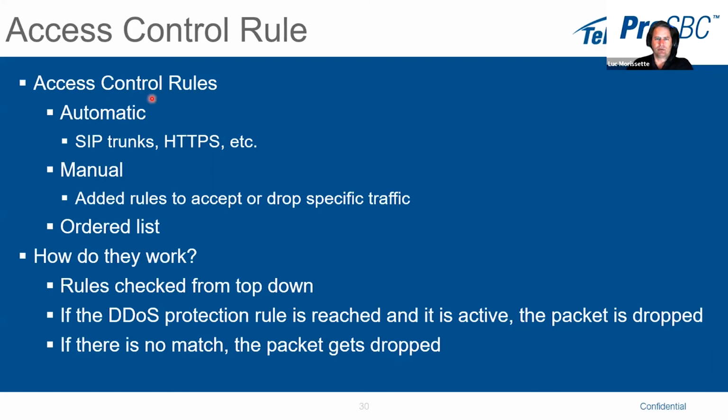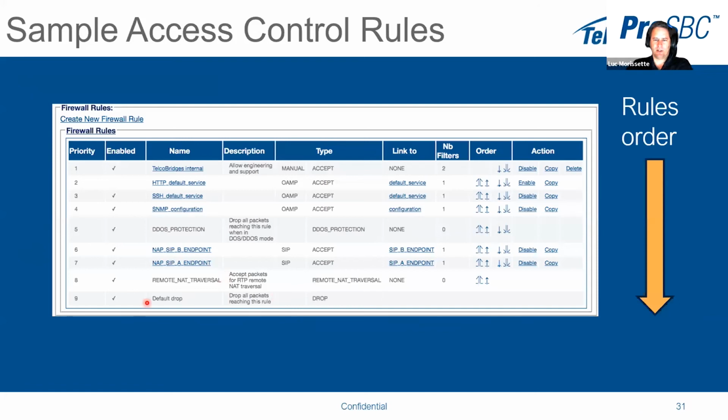Okay, so access control rules are created automatically, like SIP trunks, like HTTPS, SNMP, SSH. You can add manual rules to accept or drop other type of traffic. The list is ordered, as you saw, and the rules are checked from the top down. As soon as the DDoS protection rule is reached and it is active, anything else will be dropped. Okay, so it's just like if you, instead of being the default drop down here, the default drop is now being pushed up here. Okay.